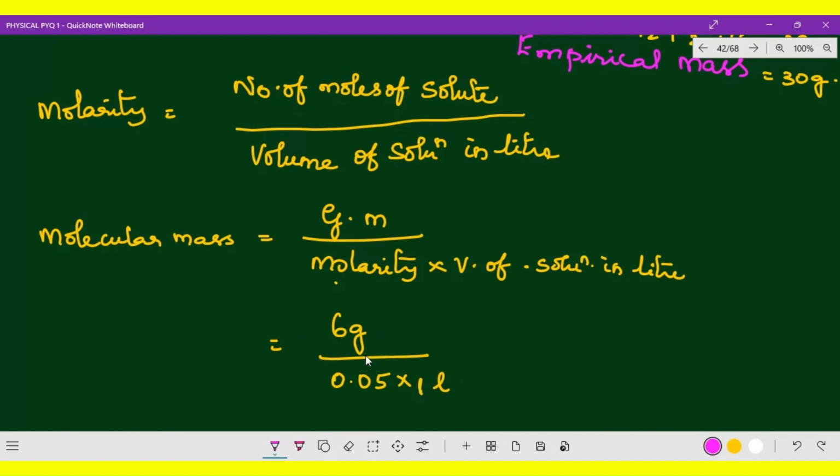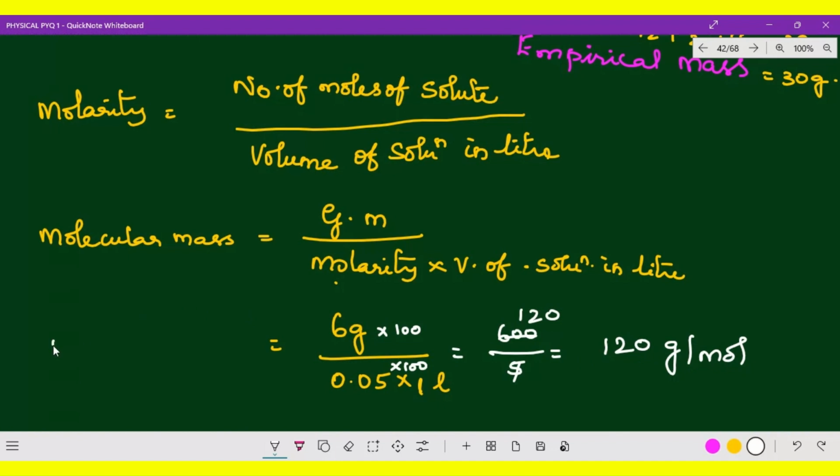Now make it a whole number so that it will be easy for us to calculate. For that, you just multiply with 100, right? Both the side 100. Don't touch the side, let it be 1 liter only. So that means here 600 divided by 5. So you will get 120. So 120, it is gram per mole. Why I mentioned gram per mole? Because it is molecular mass.